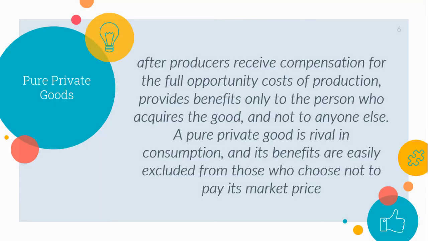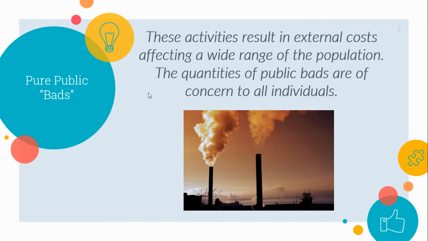While a pure private good is one that, after producers receive compensation for the full opportunity cost of production, provides benefits only to one person who acquires the good and not to anyone else. A pure private good is rival in consumption, and its benefits are easily excluded from those who choose not to pay its market price. So pure public bads also exist.